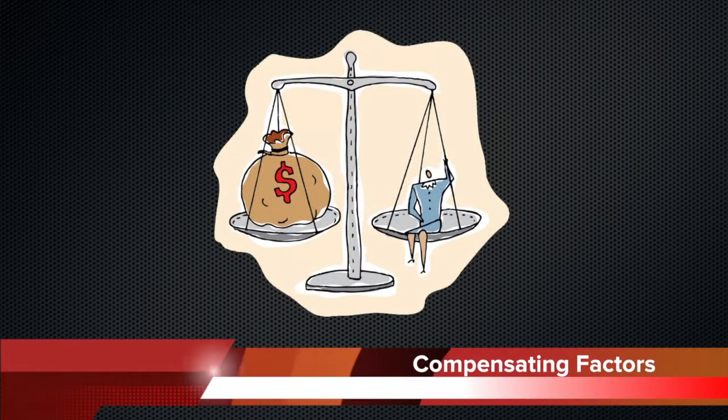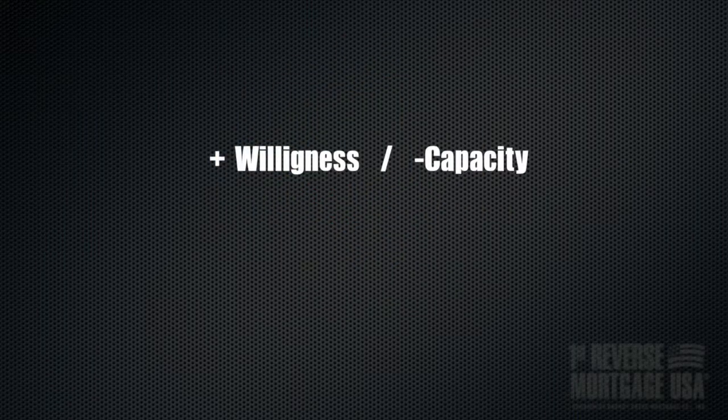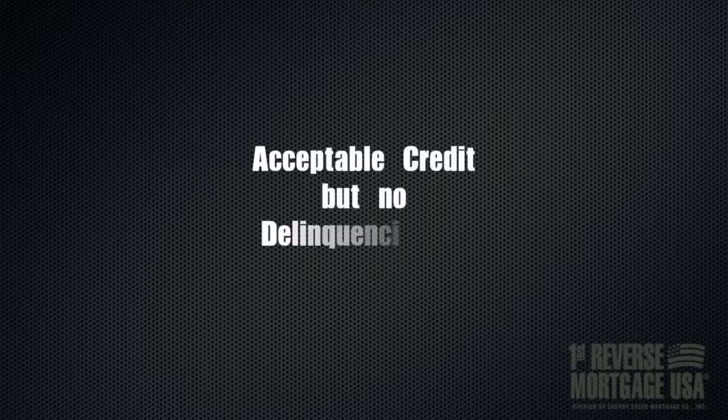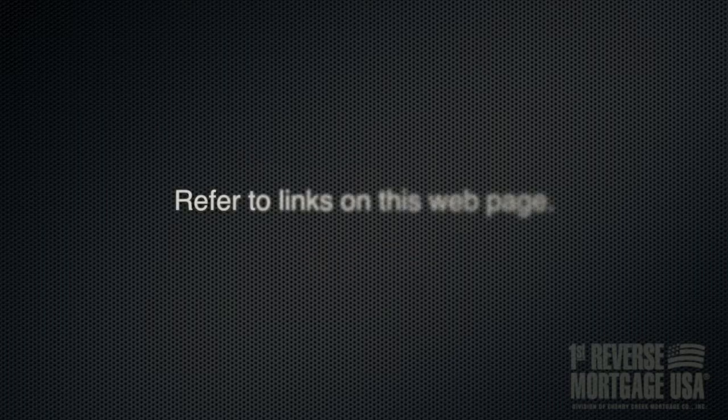When do we need to establish compensating factors? When the borrowers meet willingness but lack capacity to pay. Where residual income is insufficient based on the table established by HUD based on family size and region after evaluation of monthly cash flow. When a borrower has acceptable credit and no property charge delinquencies over the past 24 months. See our documentation for details.